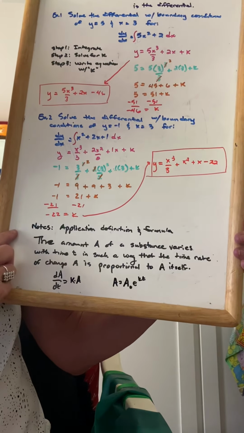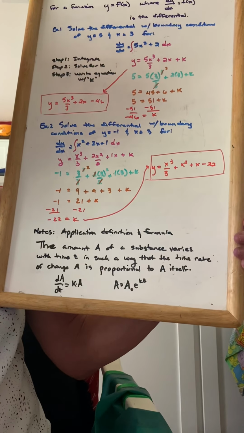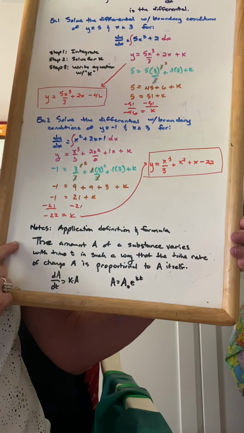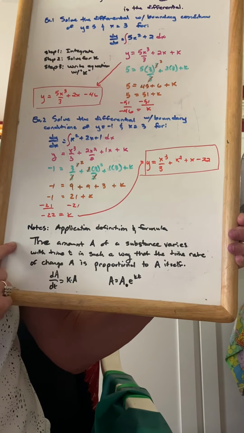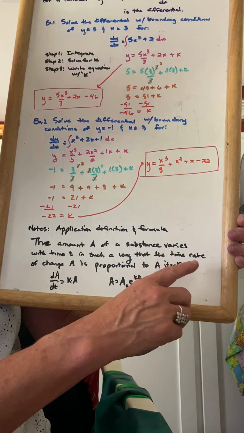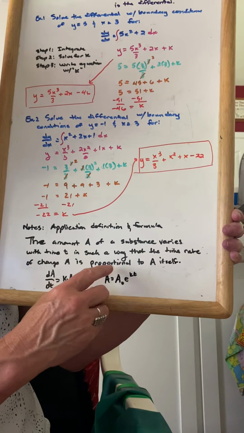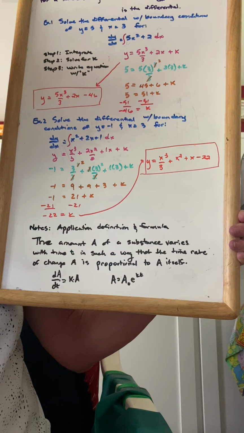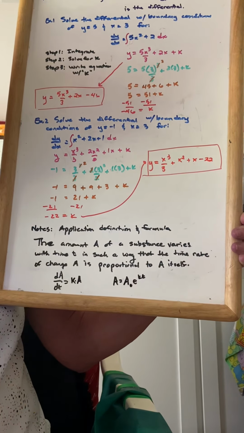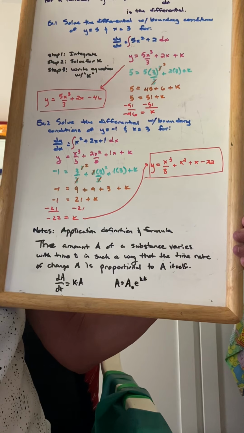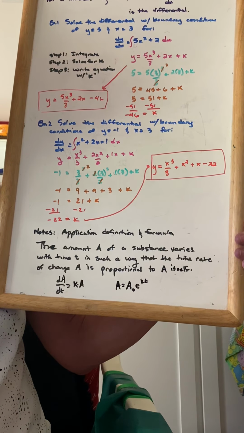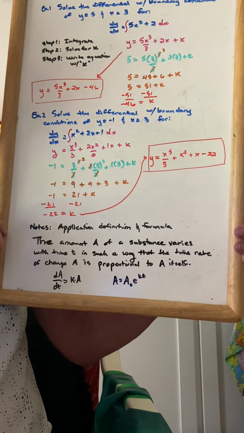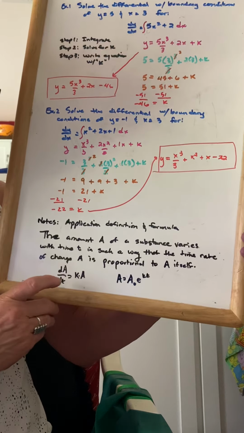All right, so this is on applications, which is going to be a definition and a formula. This is important. The amount A of a substance varies with time t in such a way that the time rate of change is proportional to A itself. That's the key thing. It's proportional to A itself. So I'll give you a minute to write that down. It's also on the bottom of page 471 if you'd rather read it from there.